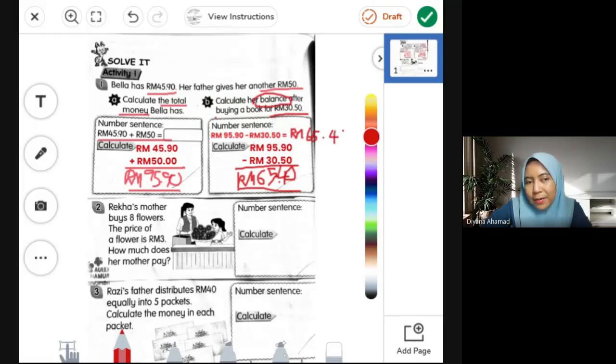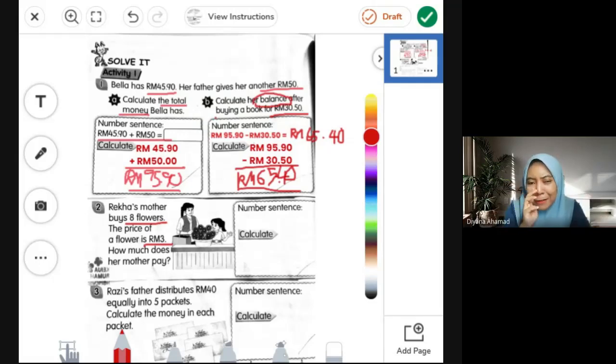Now, everyone, we go to the next question. Question number 2. Read. Rika's mother buys 8 flowers. The price of one flower is 3 ringgit. But Rika's mom buys 8 flowers. One is 3 ringgit. How about 8 flowers? What do you need to do?